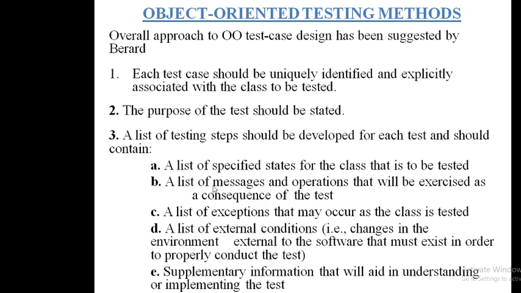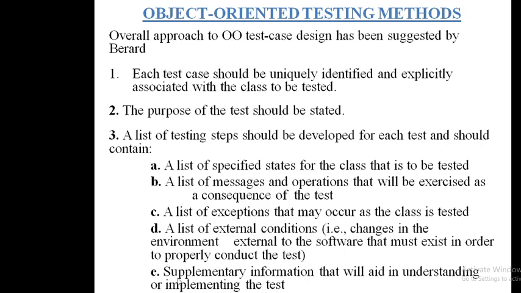The second one is a list of messages and operations that will be exercised as a consequence of the test. What are the messages and operations we have? They must be listed and consequently tested. Then the third one is a list of exceptions that may occur as the class is tested. We want to list out what exceptions may occur for a class when it is tested. Then the fourth point is a list of external conditions.